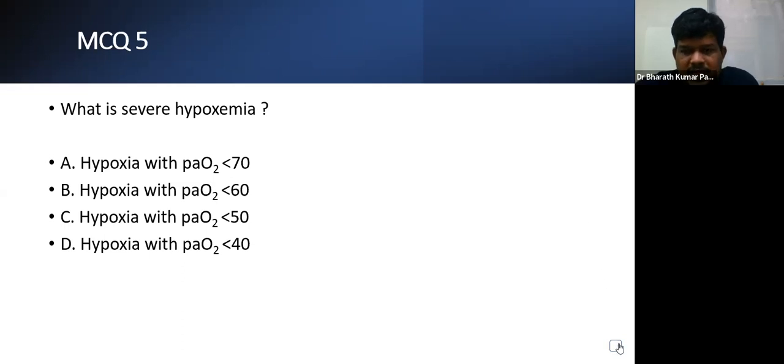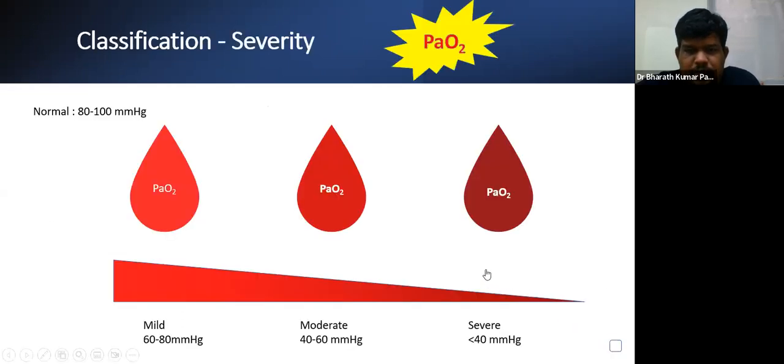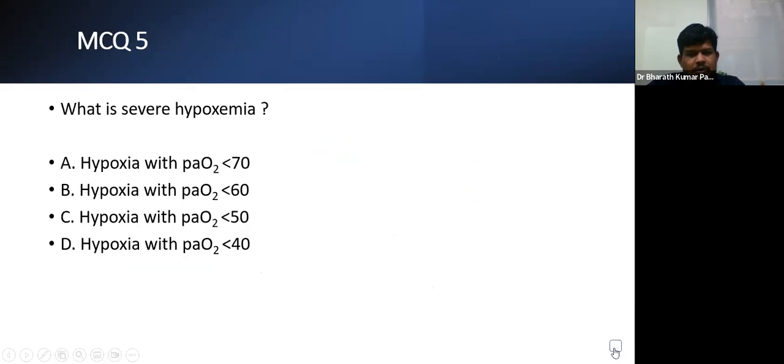So when we go back to the classification of hypoxemia from the PaO2 values, you can see that mild is 60 to 80, moderate is 40 to 60, and severe is less than 40. So the answer is D.